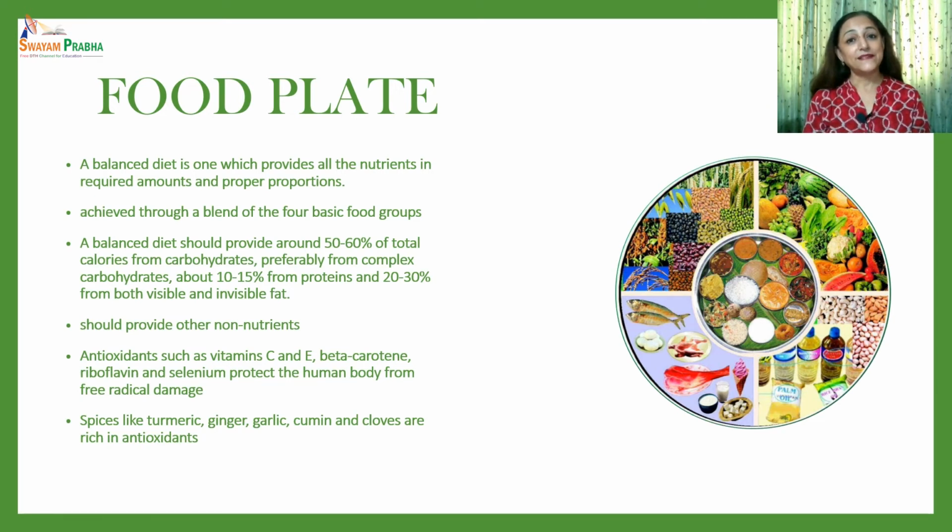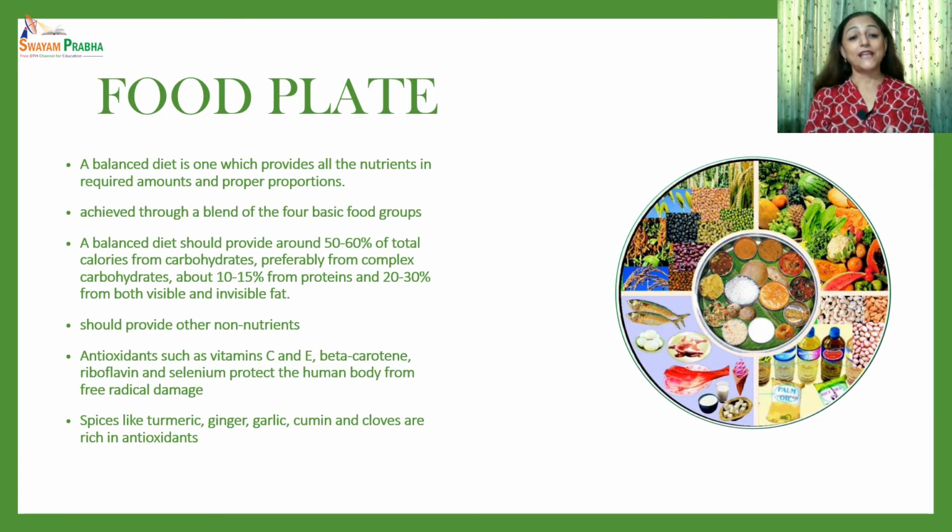and it is recommended that the balanced diet should provide around 50 to 60% of the total calories from carbohydrates, preferably complex carbohydrates, about 10 to 15% from proteins, and 20 to 30% from both the invisible and visible type of fat. In addition, it is recommended that the balanced diet should provide non-nutrients such as dietary fiber, antioxidants, and phytochemicals. They have other positive health benefits.